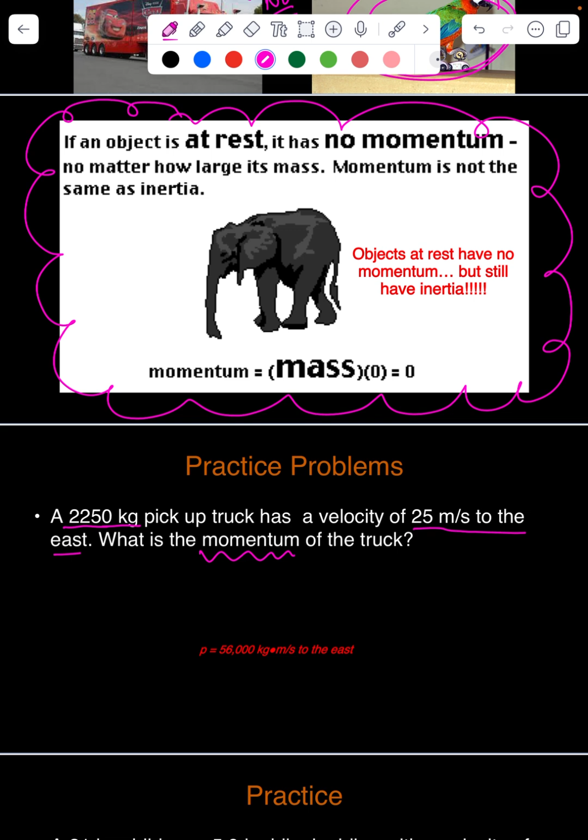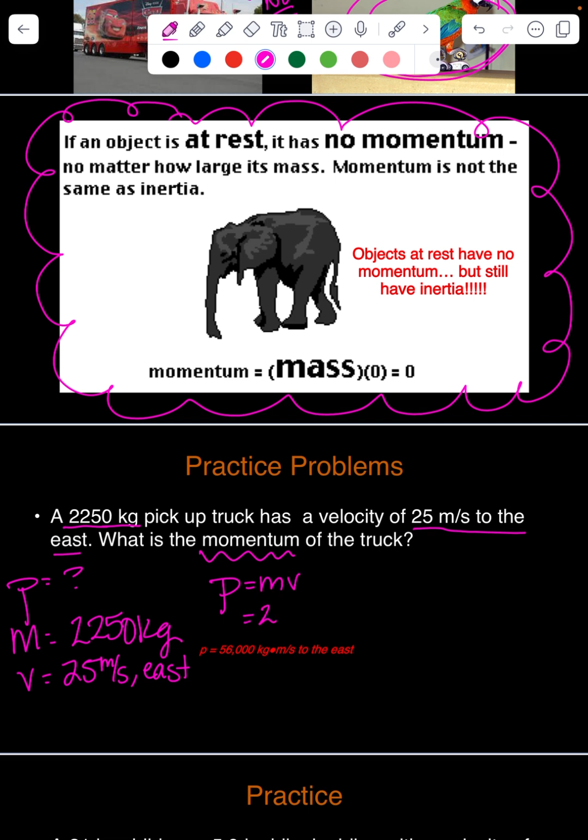So I'm looking for the momentum. That lowercase p is my unknown. My first given is my mass of 2,250 kilograms. My second given is the truck's velocity, so 25 meters per second to the east. Well, I know that momentum is equal to mass times velocity. So we have 2250 times 25. That does give us 56,250. Not just 56,000.